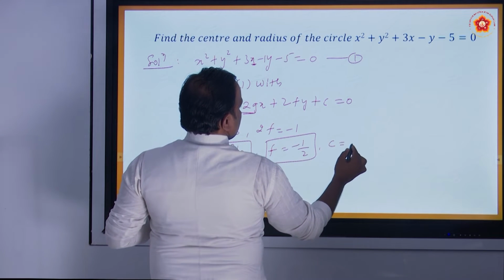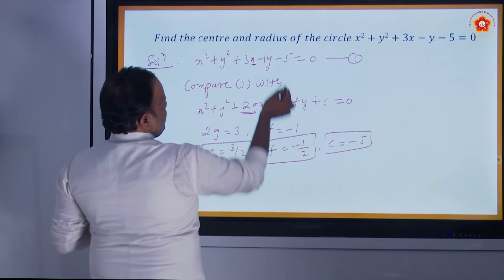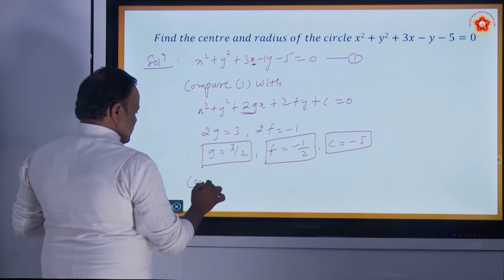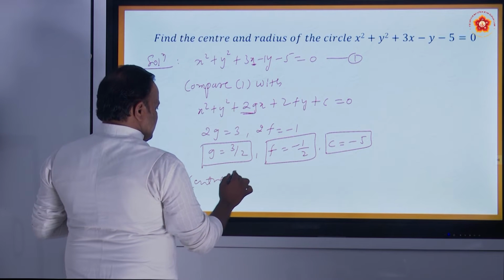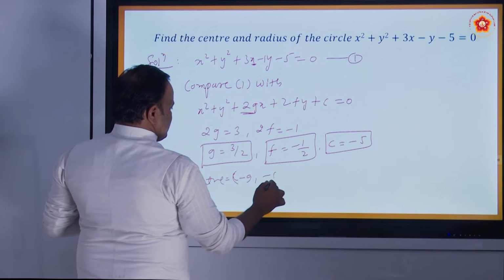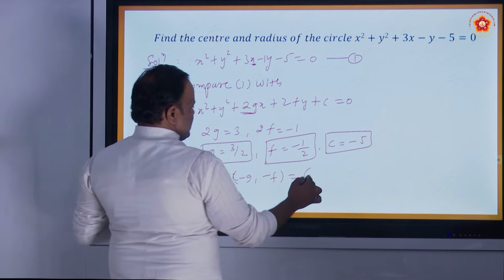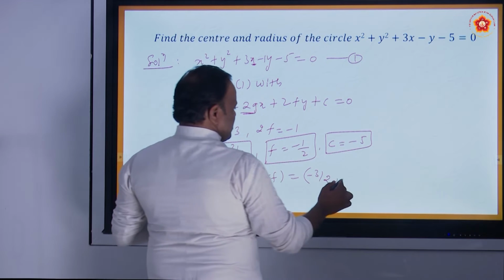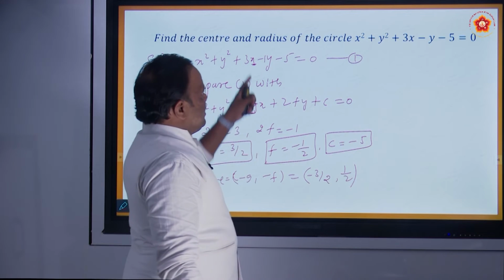What about c? C equal to minus 5. Correct? You have to compare both the equations. What is the center formula? We know that center is nothing but minus g, minus f. G is nothing but 3 by 2, so minus g is minus 3 by 2. What is f? F is nothing but minus 1 by 2, so minus f is plus 1 by 2. This is the center of the given circle.